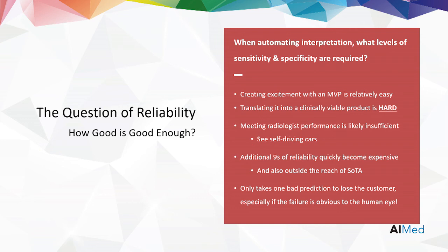It's the 80-20 rule. The first 80% is only 20% of the effort, but the last 20% is much, much more challenging. And the even more challenging part is as you're looking for more and more reliability, it gets even more challenging to get there. So if you really need that 99.99% accuracy, it's going to be really expensive, much more so than 99.9% accuracy. And one of the challenges there is that just achieving radiologist performance is likely insufficient.